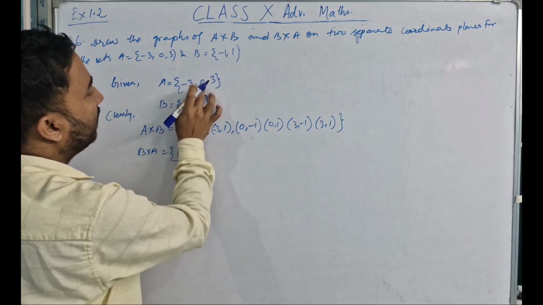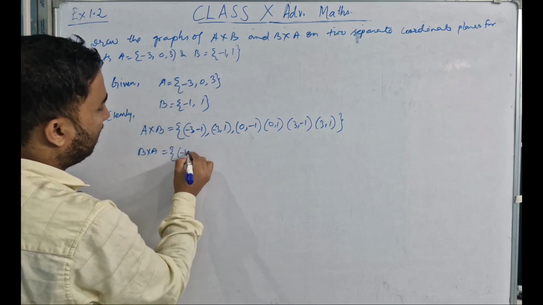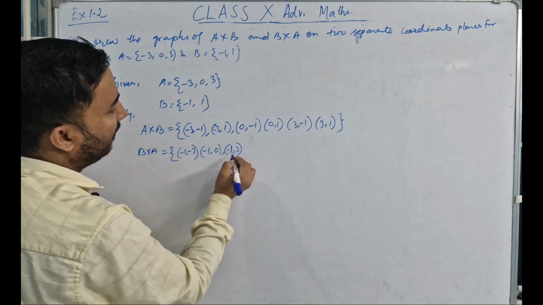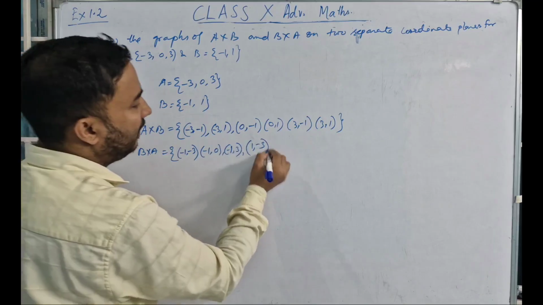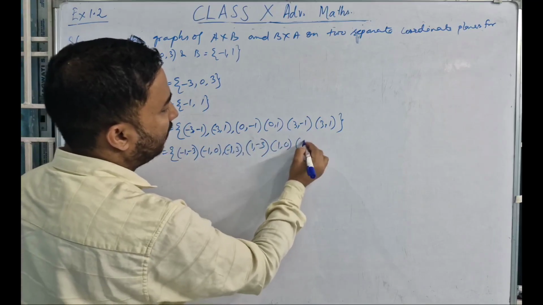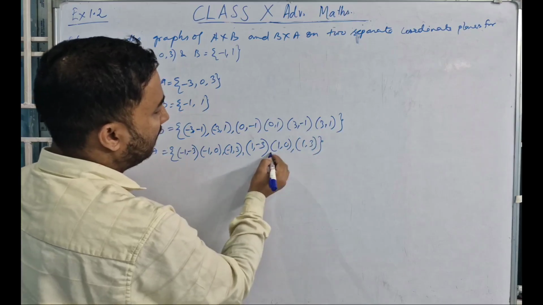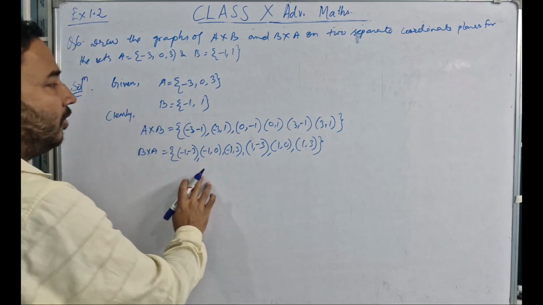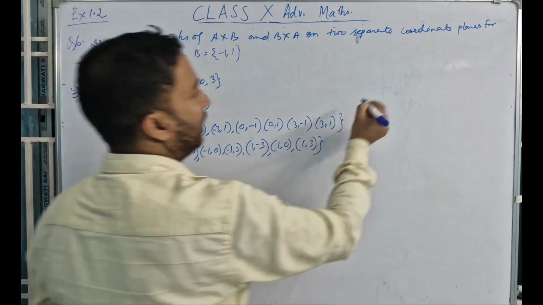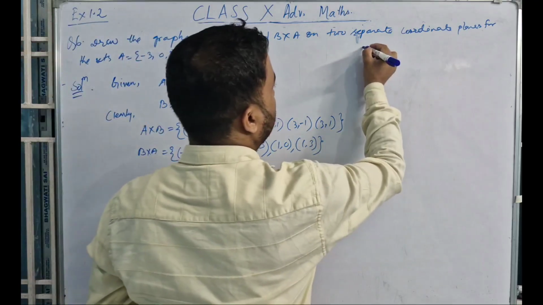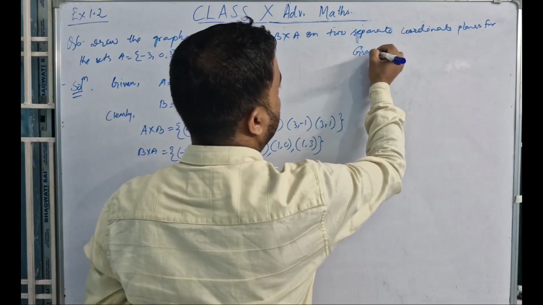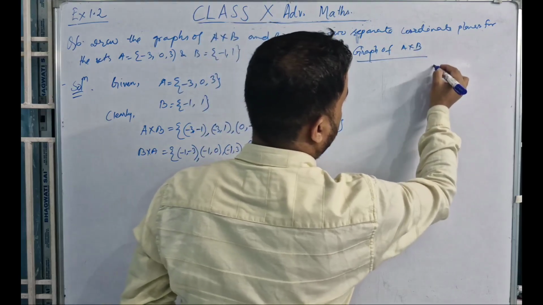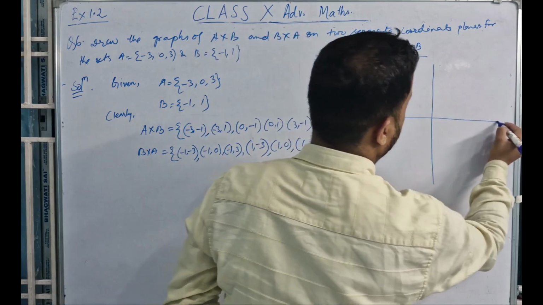So minus 1, 3, minus 1, 0, minus 1, 3, minus 1, minus 3, minus 1, 0, then minus 1, 3, then again 1, minus 3, 1, comma 0, then 1, comma 3. So these are the elements of the set A cross B and B cross A. Now I have to draw the graph for these two sets, okay, in separate planes. So here graph of A cross B. In the first plane we will be drawing the graph of A cross B.